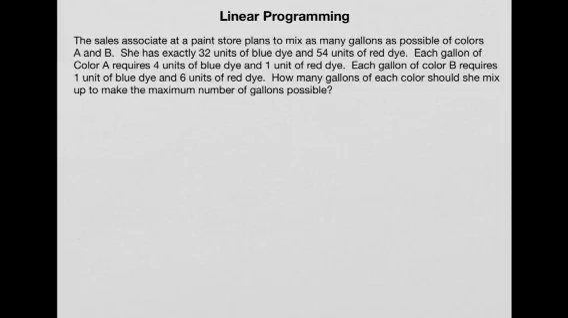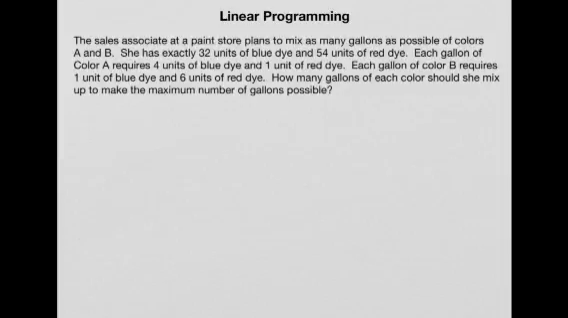So now let's look at a story problem. Here we have a sales associate who plans to mix as much paint as possible, with colors A and B. You have 32 units of blue dye and 54 of red. To make A, you need 4 units of blue and 1 of red. To make B, you need 1 of blue and 6 of red. We want to find out how many we should make of each color.